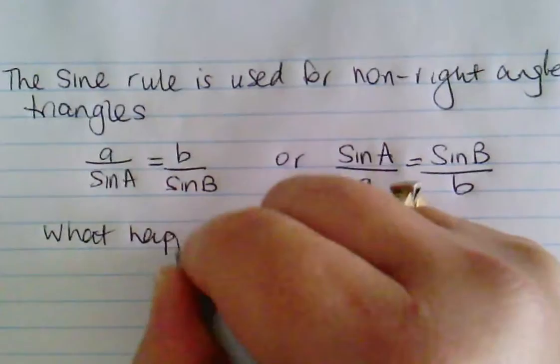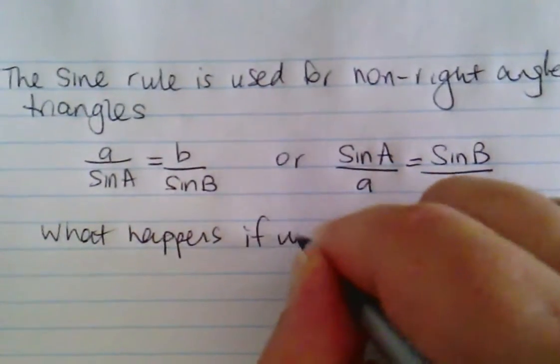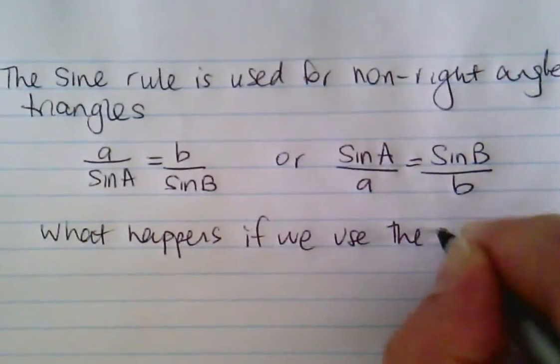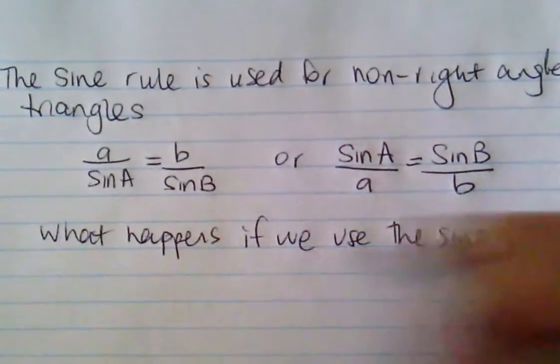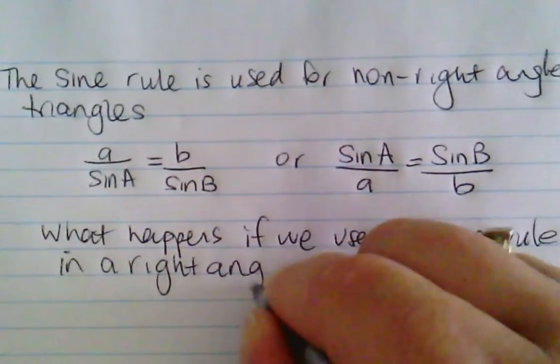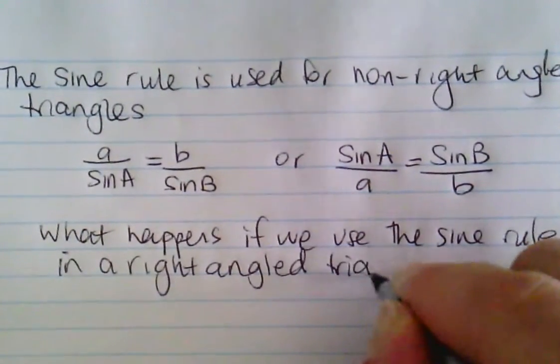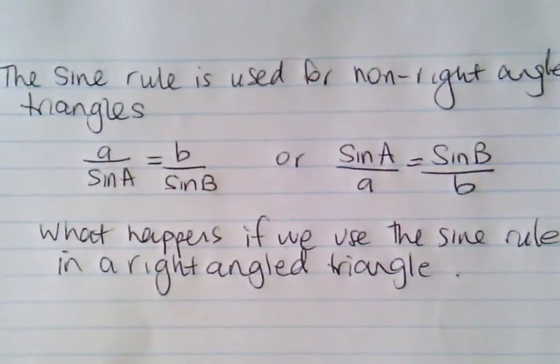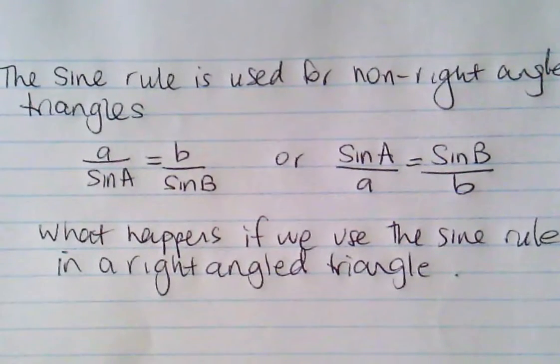What happens if we use the sine rule in a right angle triangle? You're not meant to use it in a right angle triangle. If you've got a right angle triangle, girls, you only use Pythagoras or SOHCAHTOA. Sine theta is opposite over hypotenuse. Cos theta is adjacent over hypotenuse. And tan theta is opposite over adjacent in a right angle triangle.